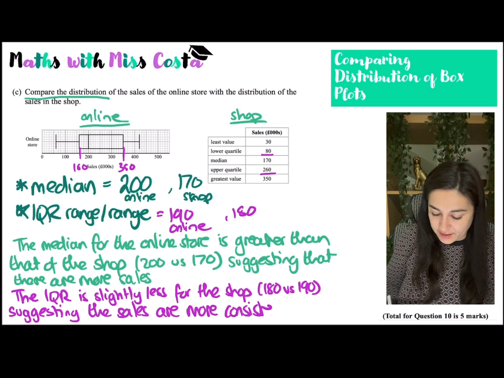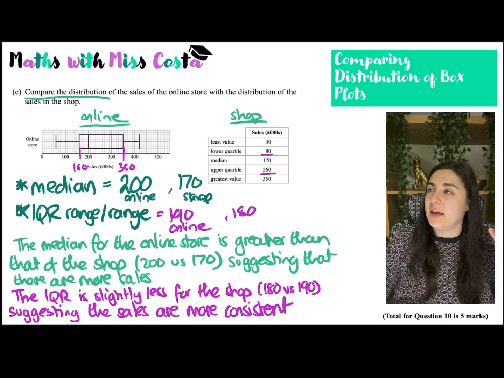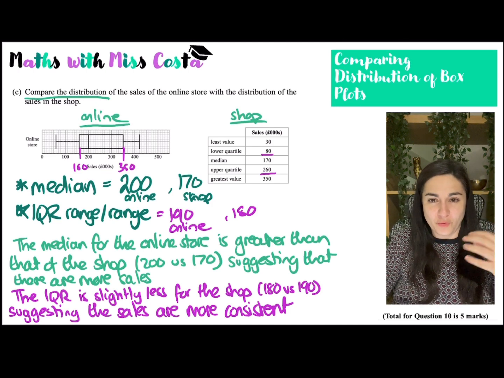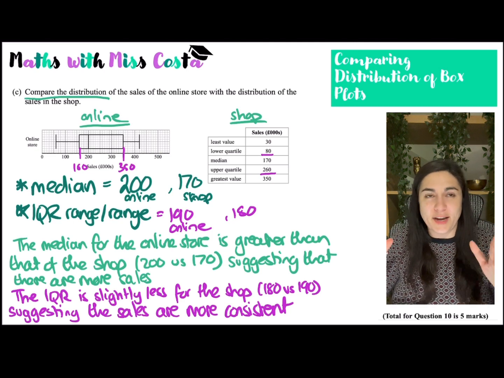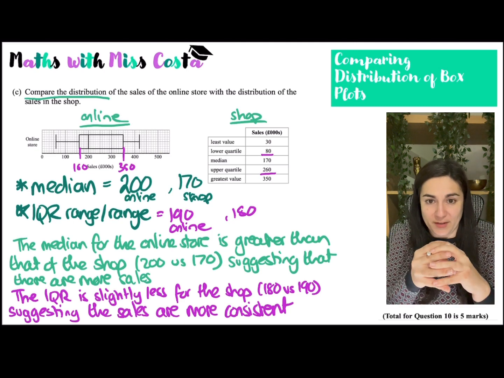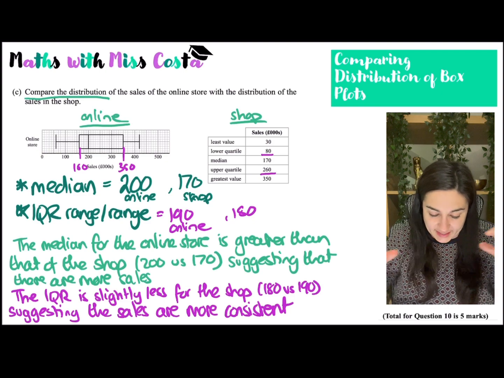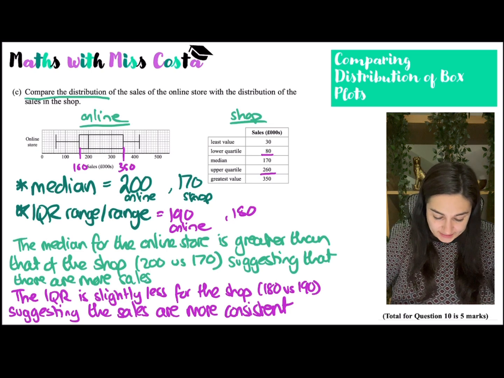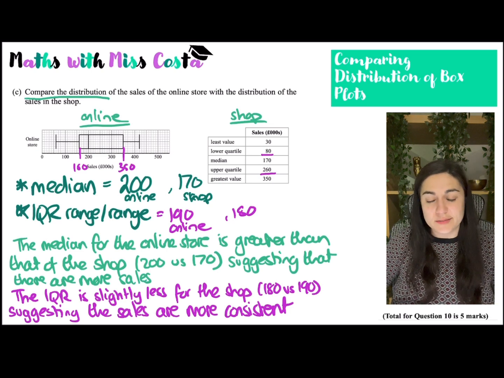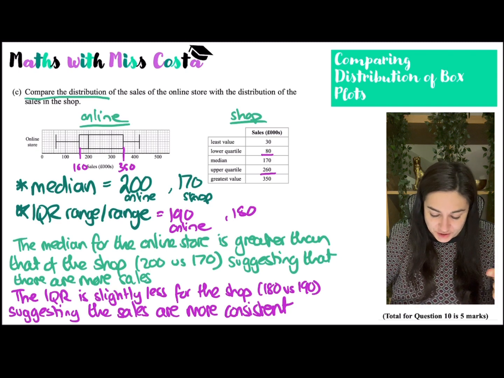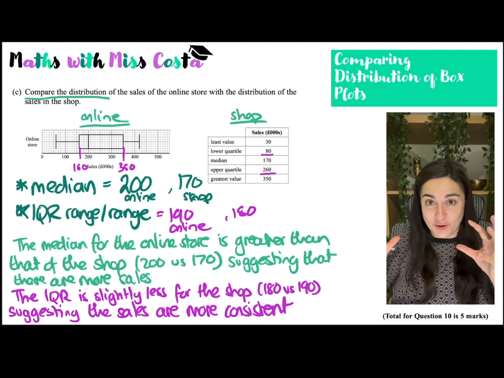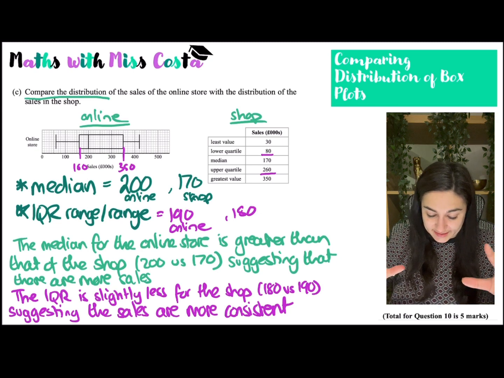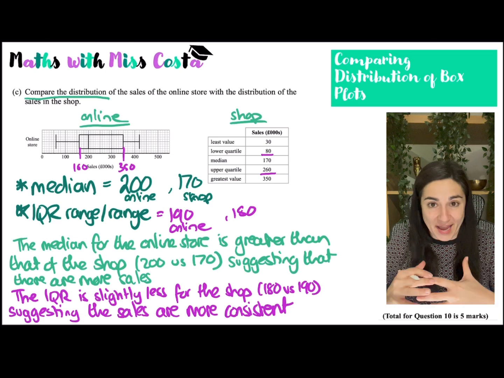So what the range tells us is, you might have one sale for like $1 million, but if that's a one-off, that's not representative of the general data. So the interquartile range tells us the middle 50%. So it tells us how consistent the data is in the data set. So you use the median to say overall, generally, and then you use the range to compare the consistency of the data. Okay, so that is what you need to say. You cannot just state the numbers, you must compare them.